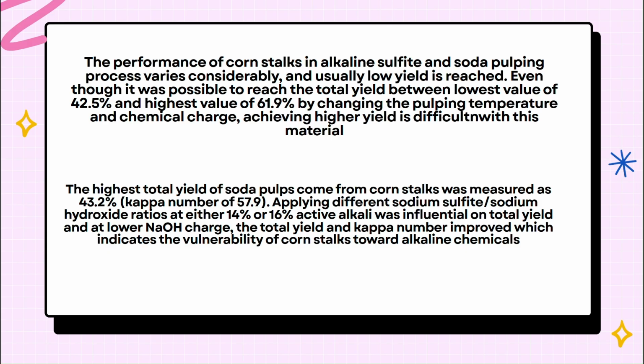The highest total yield of soda pulp from corn stalk was measured as 43.2%. Applying different sodium sulfite to sodium hydroxide ratios at either 14% or 16% active alkali was influential on total yield, and at a lower NaOH charge, the total yield and kappa number improved, which indicates the vulnerability of corn stalk towards alkaline chemicals.